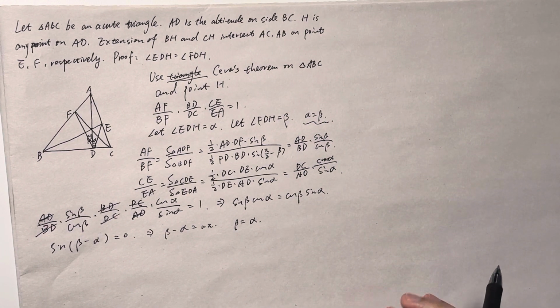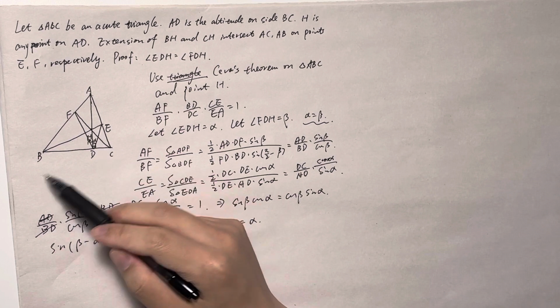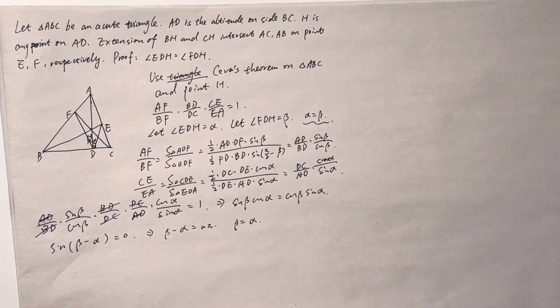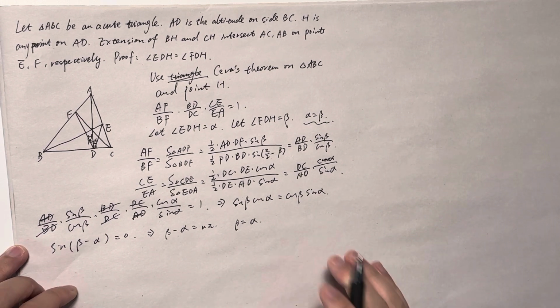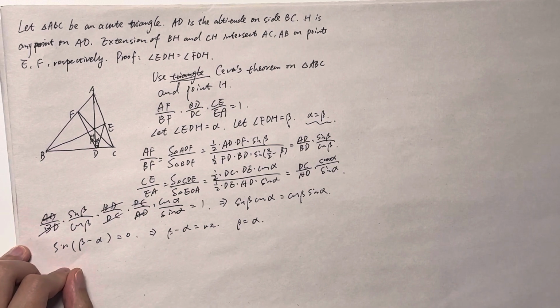I would call this method a straightforward method because we have the triangle here, we have the point H, and we have three lines concurrent. We can directly use Ceva's theorem without adding any auxiliary lines. So it's pretty straightforward. If we look at this figure, we have another method to do it.